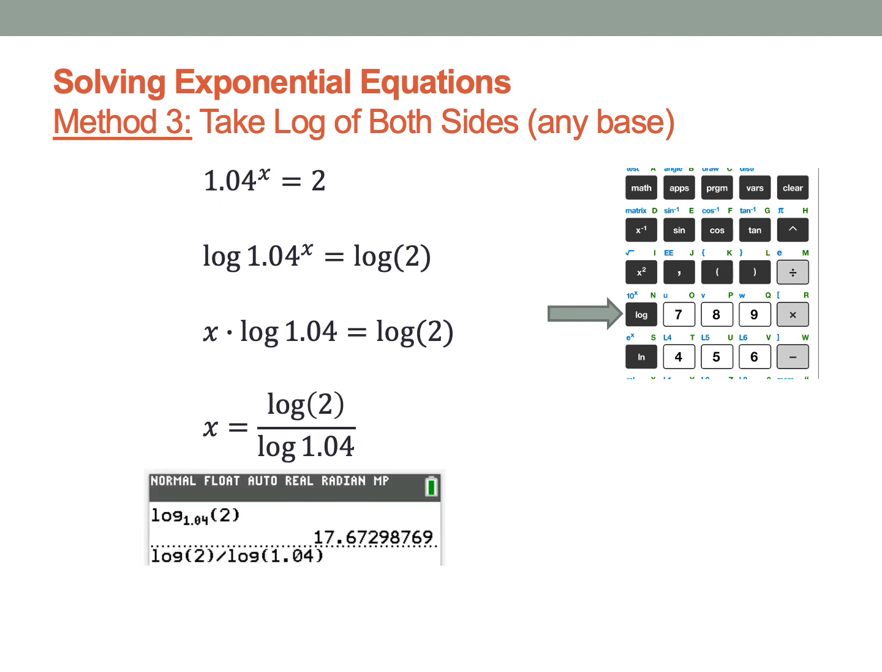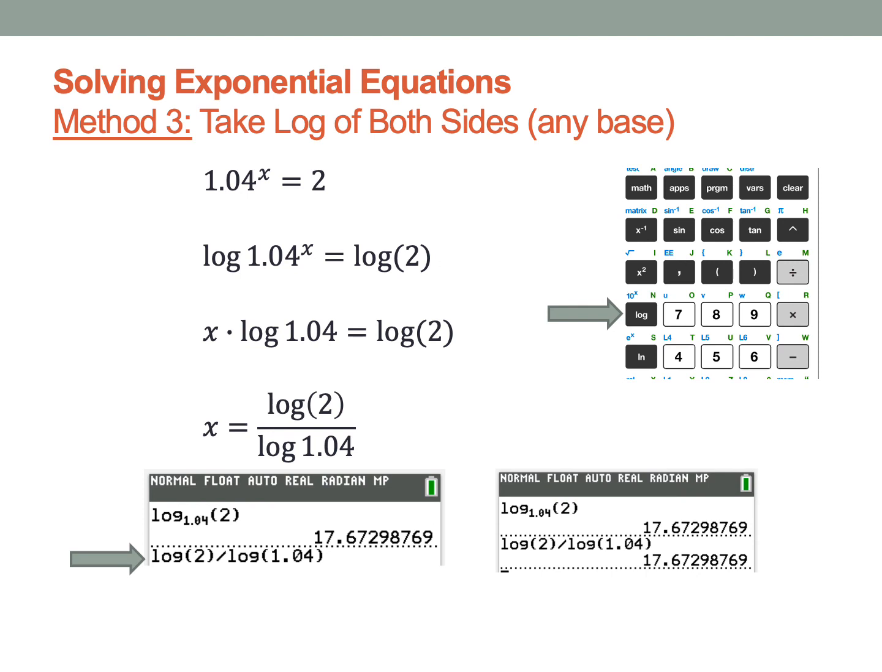So remember, up there is log base 1.04 of 2, 17 point something. That's the answer we should get, and that's from the previous problem. And then you type in log of 2 using that log button divided by log of 1.04. I left the previous problem on there so you can see they are the same answer. So x is 17.672.